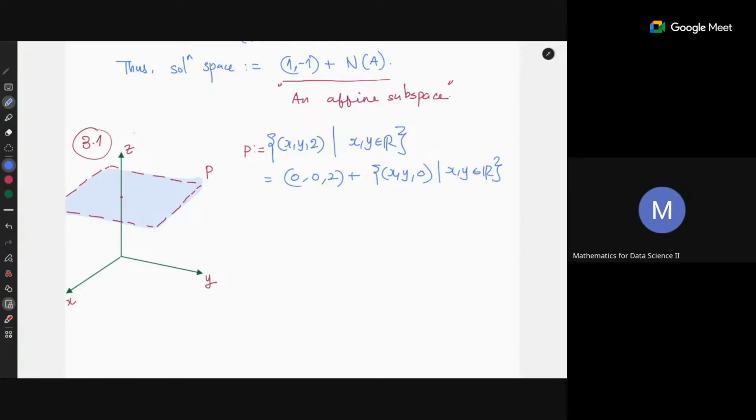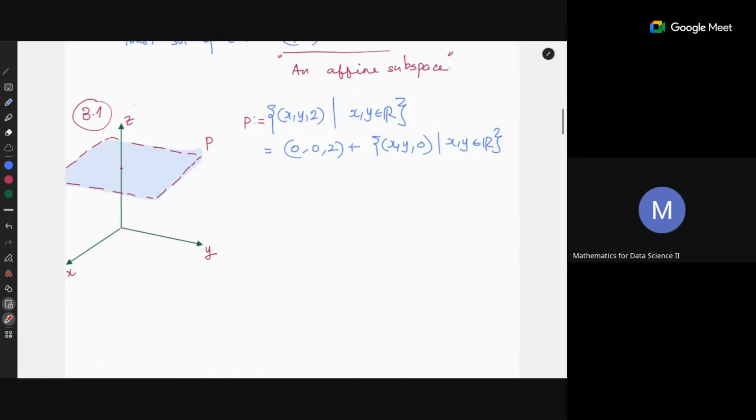Okay. So clearly this is a subspace and this is a vector. So this is also clear. Right, so this is an example of it. So just a silly doubt. Why do we put 0, 0, 2 here?